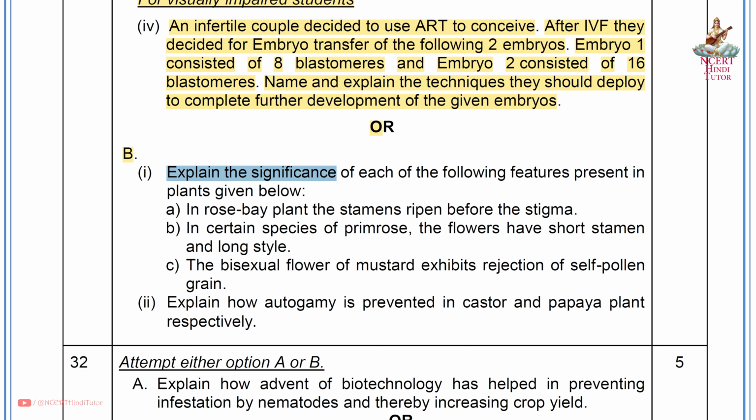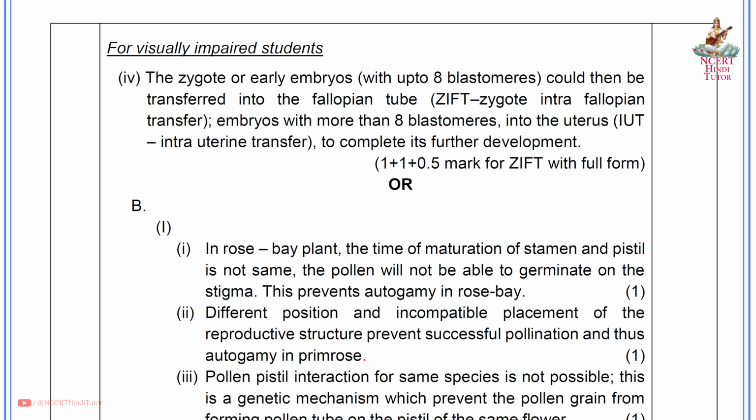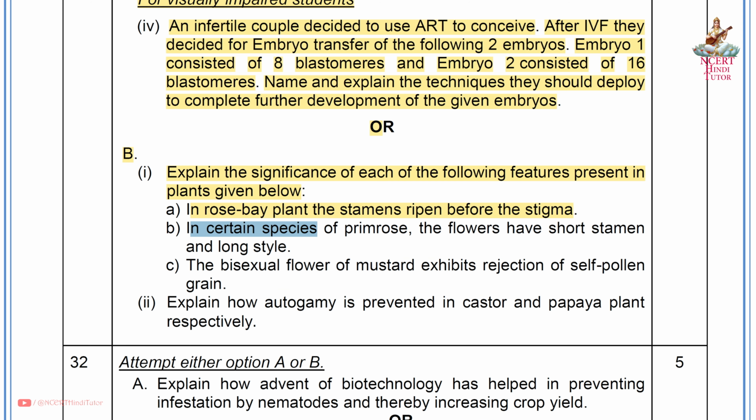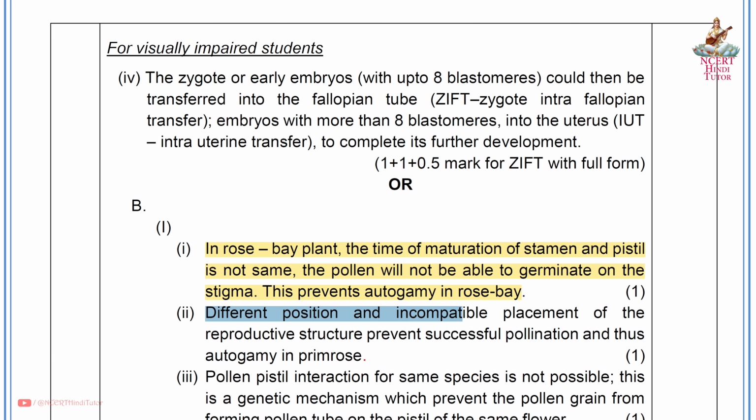Or B. First, explain the significance of each of the following features present in plants given below. A. In rose bay plant, the stamens ripen before the stigma. Answer: in rose bay plant, the time of maturation of stamen and pistil is not the same. The pollen will not be able to germinate on the stigma. This prevents autogamy in rose bay. B. In certain species of primrose, the flowers have short stamen and long style. Answer: different position and incompatible placement of the reproductive structure prevent successful pollination and thus autogamy in primrose.